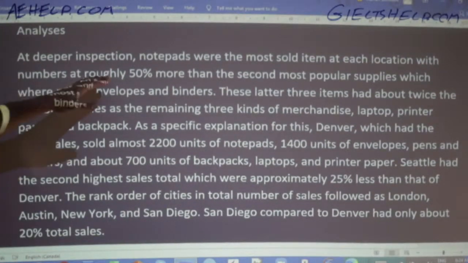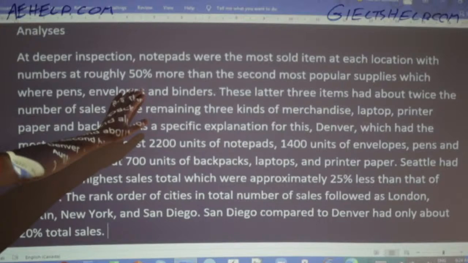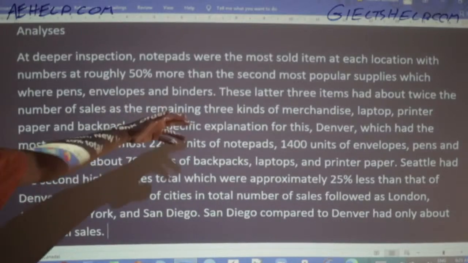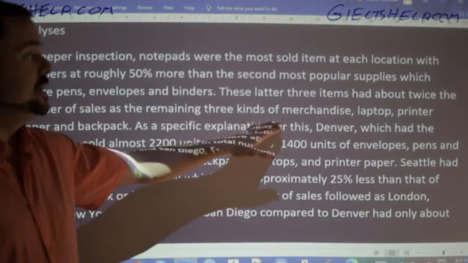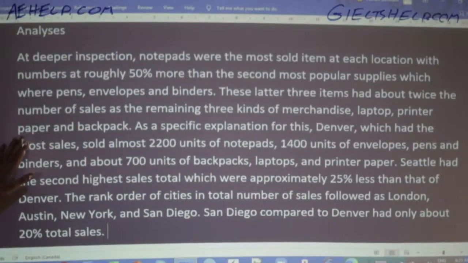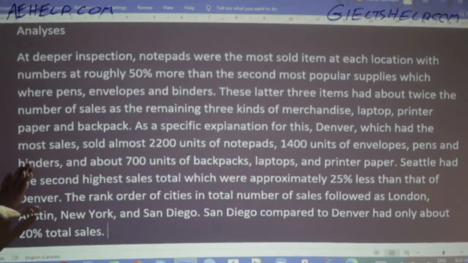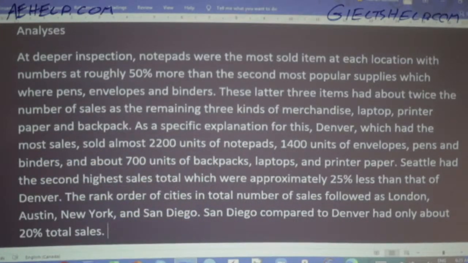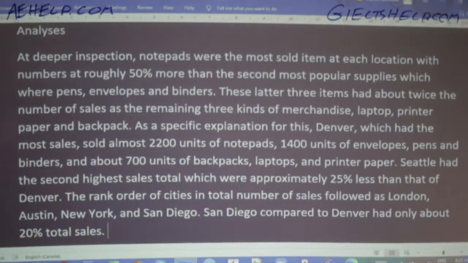At deeper inspection, notepads were the most sold item at each location, with numbers at roughly 50% more than the second most popular supplies, which were pens, envelopes, and binders. These latter 3 items had about twice the number of sales as the remaining 3 kinds of merchandise: laptop, printer paper, and backpack. As a specific explanation for this, Denver, which had the most sales, sold almost 2,200 units of notepads, 1,400 units of envelopes, pens, and binders, and about 700 units of backpacks, laptops, and printer paper.